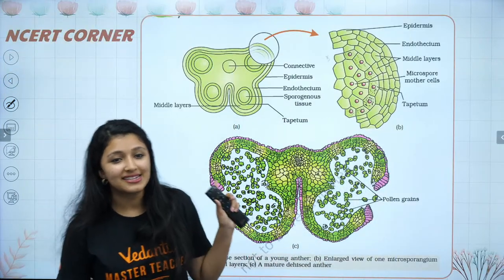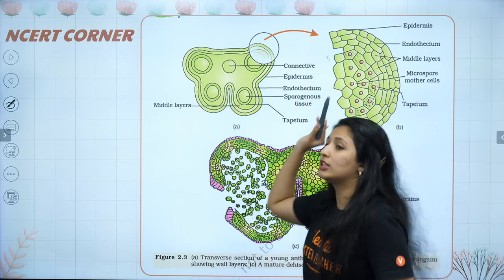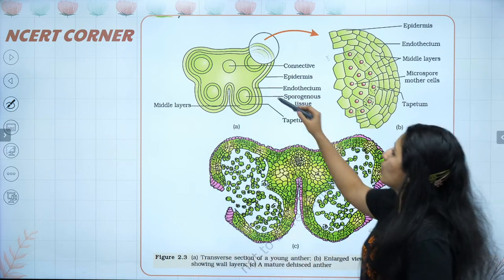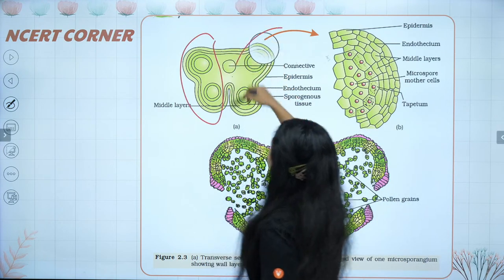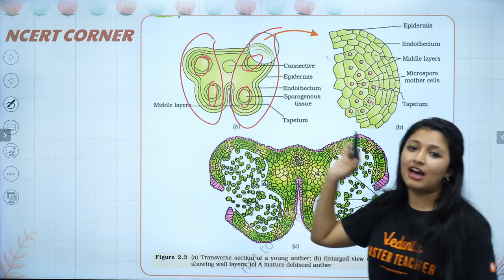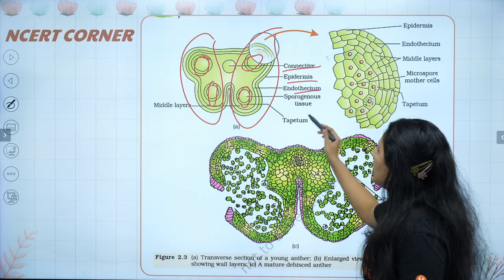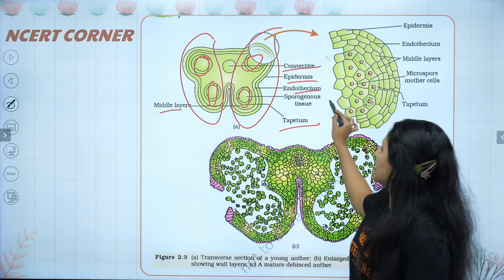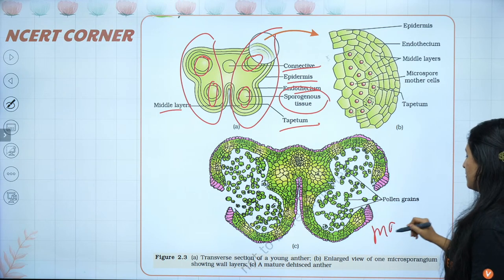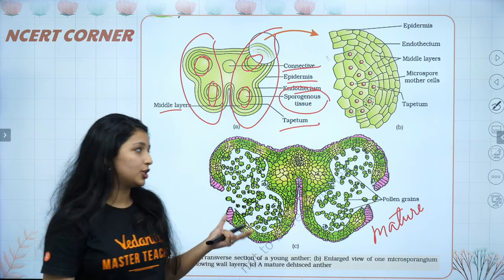Now, these are diagrams from your NCERT book. Here you can have all the markings. Learn each and every diagram of the NCERT, it's very, very important. Here you have two lobes, this is one lobe and this is one lobe. Inside the two lobes, you have thecae, so we have dithecous anthers with a theca in every lobe. Connective tissue is there. Epidermis, endothecium, middle layers are mentioned here. Tapetum is there, and then the sporogenous tissue. So this is your mature anther, mature when they are ready to dehisce. When they are ready to dehisce, this is how they dehisce.